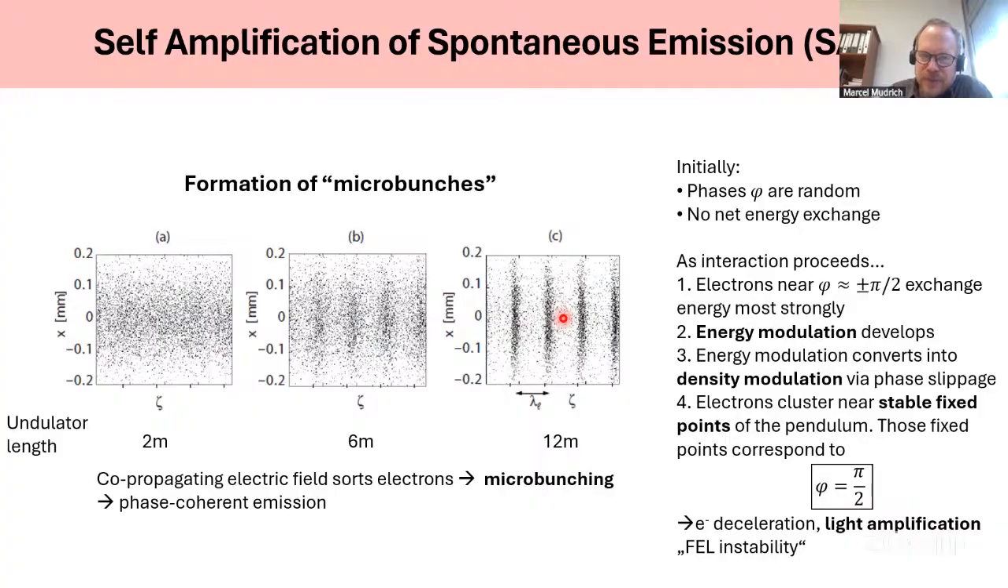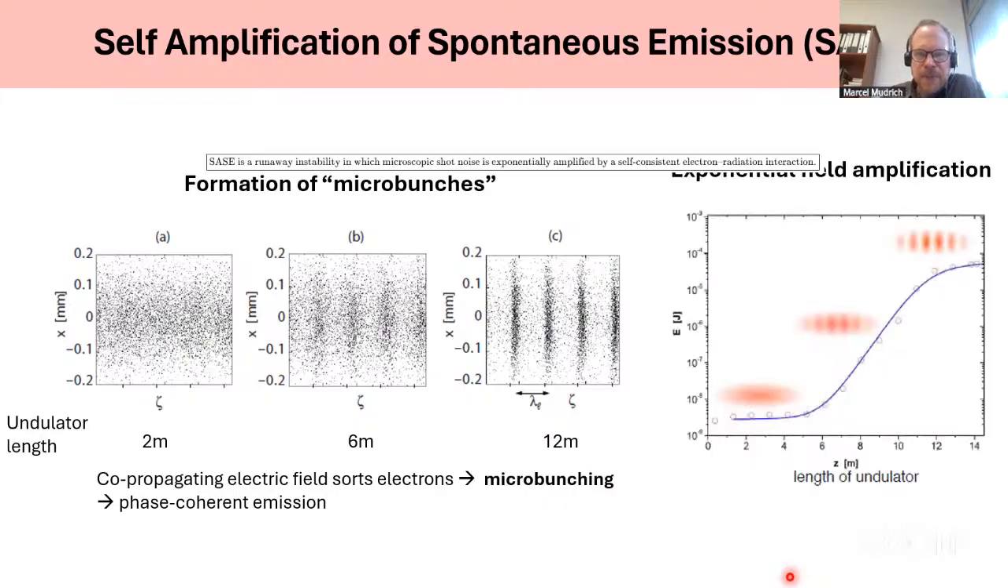Of course, this cannot go on eternally, because eventually the electrons would lose their kinetic energy and then run out of this phase condition again, and then light amplification would saturate. But this process of spontaneous coupling of the electron bunches to their own radiation field is called the free electron laser instability.